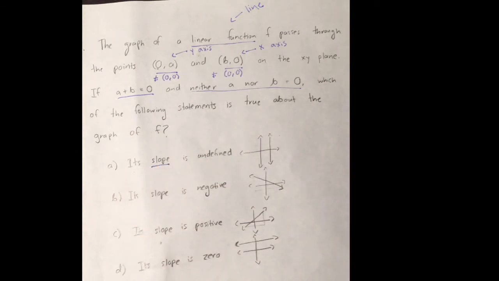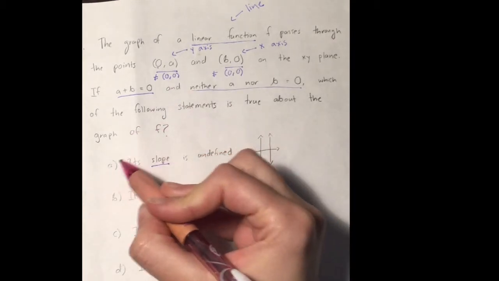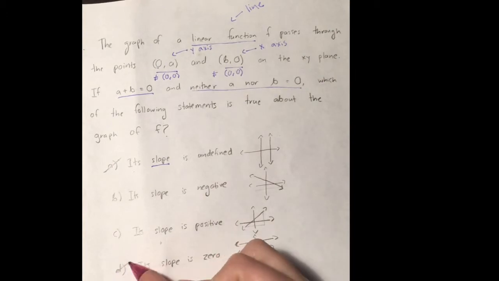And I would challenge you to pause the video at this point and see if you can figure out on your own which 2 choices we can eliminate. 3, 2, 1. Okay. The choices that I eliminated were A and D.